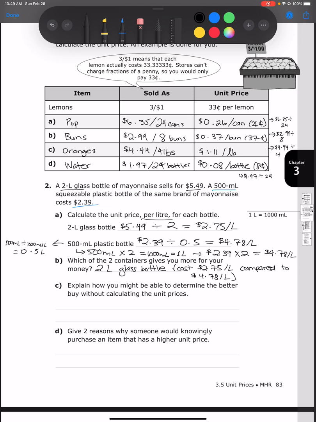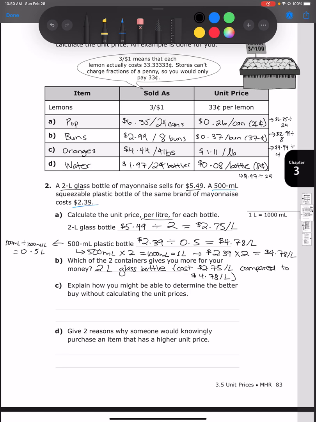So, yes, although in the grand scheme of things the 2-liter bottle is $5.49 and the 500 milliliter bottle is $2.39, technically the 2-liter bottle is more expensive. However, you get more, quote unquote, bang for your buck, because when we're looking at unit price, how much it costs per liter, the 2-liter glass bottle is actually cheaper per liter compared to the 500 milliliter bottle. So if you do need a lot of mayonnaise, you're better off just getting the 2-liter glass bottle instead of buying 2 or 3 of the 500 milliliter plastic bottles.